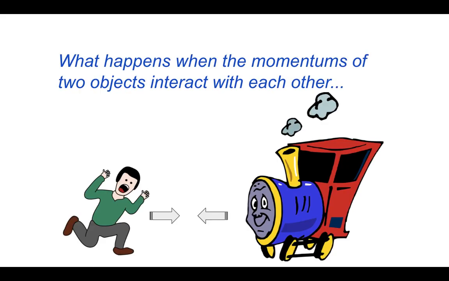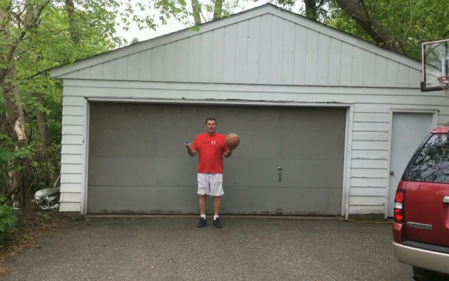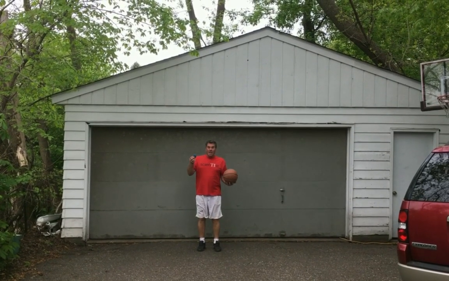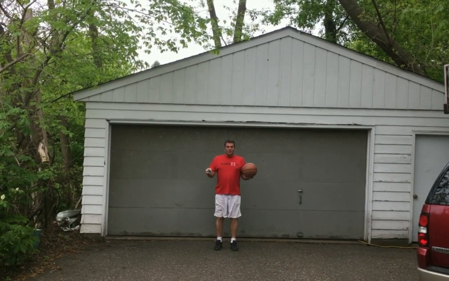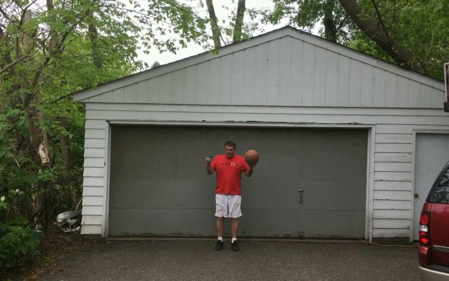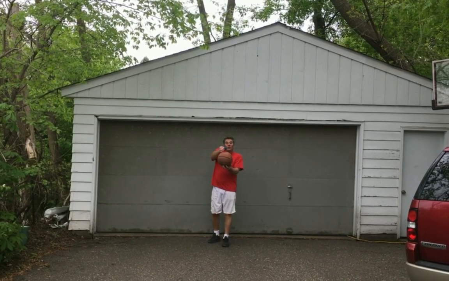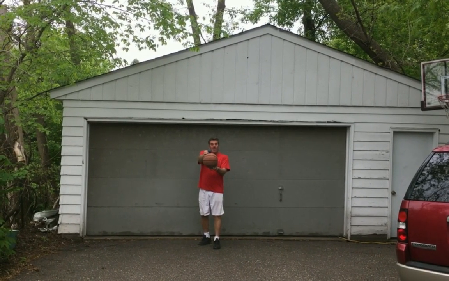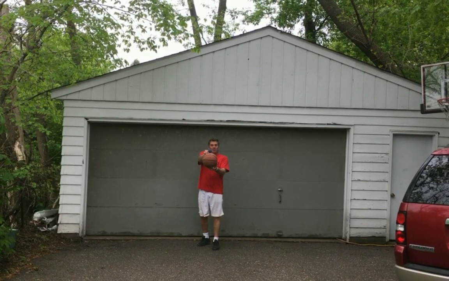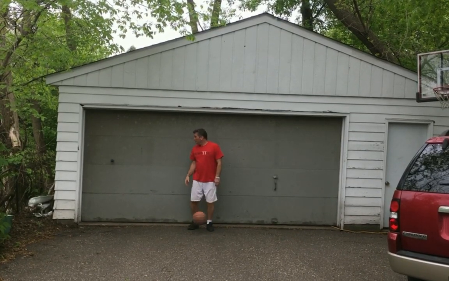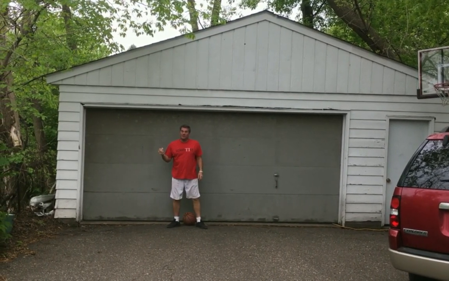Well, what happens when the momentums of some different objects interact with each other? Well, that's what we're going to take a look at next. All right, I've got two balls that both bounce pretty well. I've got a basketball and I've got a racquetball. And you'll see both of them bounce approximately the same height individually. When I put the racquetball on top of the basketball, however, and I drop them from about the same height, it's a big difference.